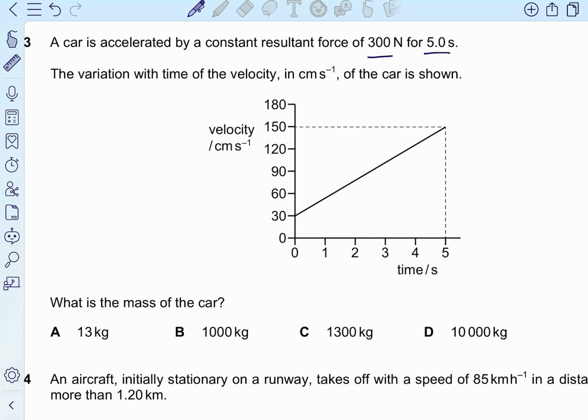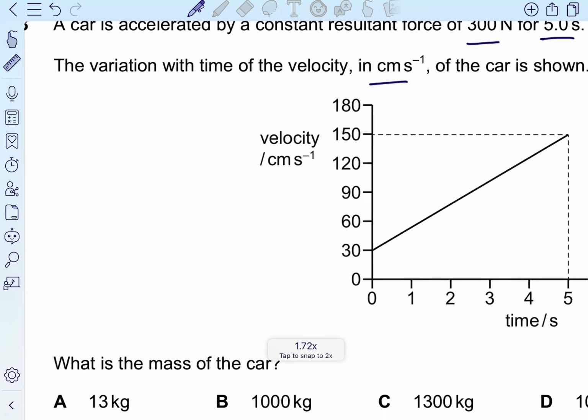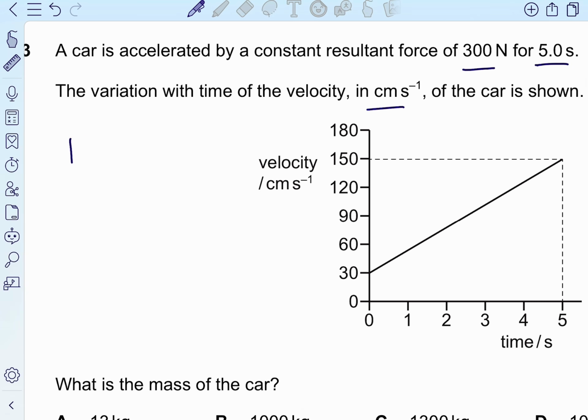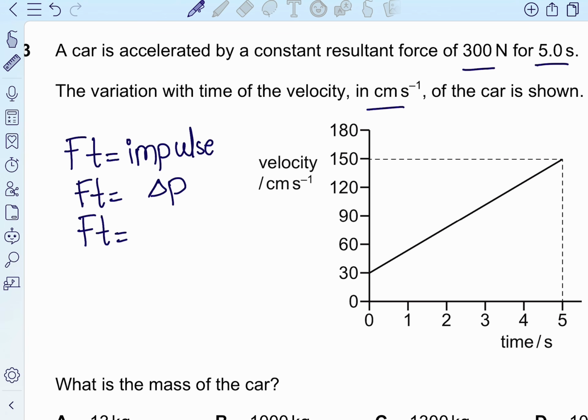The variation of the velocity is in centimeters per second raised to -1. It's not in meters per second, which is the usual unit. What is the mass of the car? Now we know the formula is that force into the time gives you the impulse, right? Force into time is impulse, which is equivalent to the change in momentum. Now what is the change in the momentum equal to? It's basically mass into the change in the velocity. Force into the time is equivalent to the mass into delta V, right?